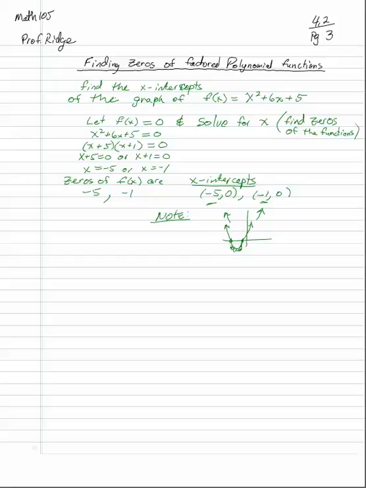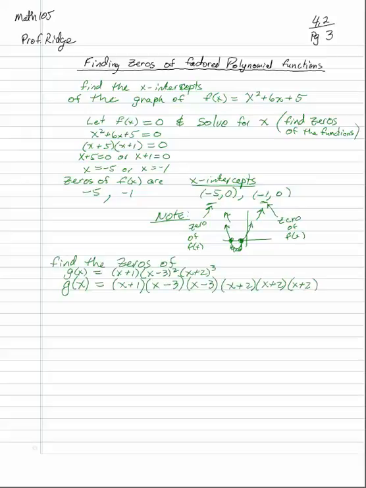So if you find the zeros of the function, that tells you the x-intercepts, right? That's a 0 of the function. That's a 0 of the function. Okay, so you find the zeros, so you know where the x-intercepts are.